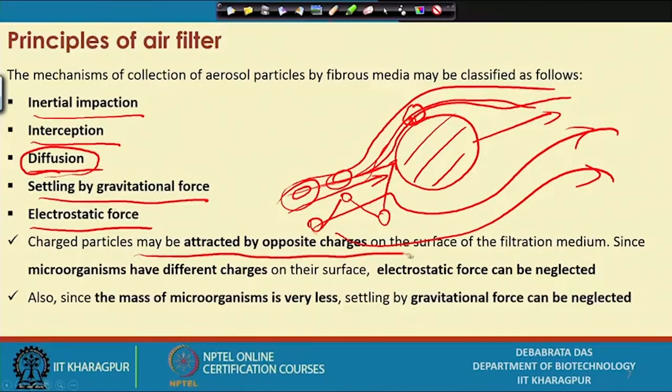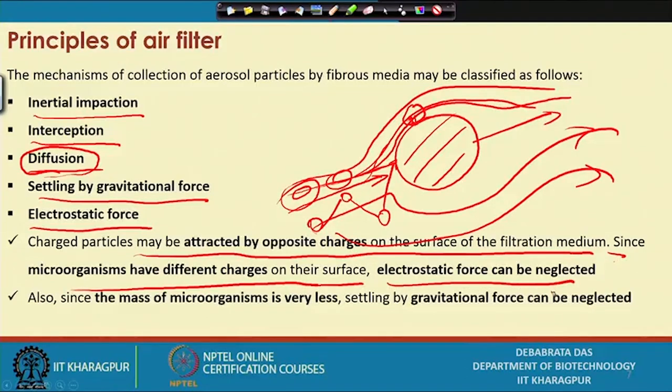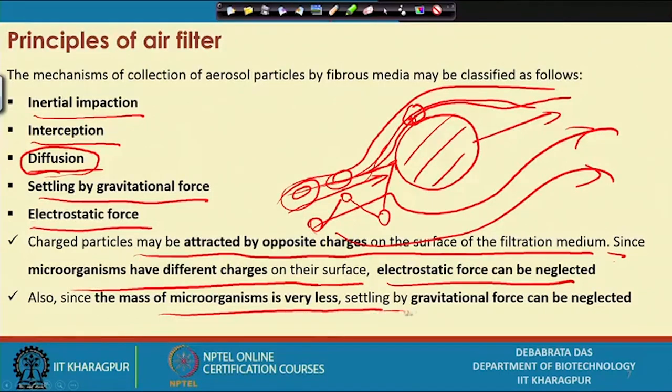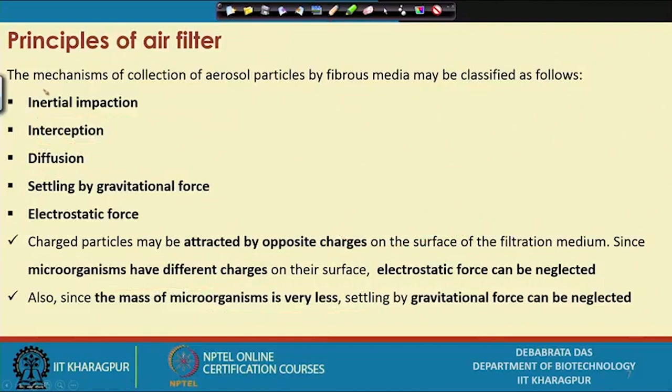Now, settling: since we target a very small amount of particles, naturally the small amount of particles settling through gravitational force may be neglected. And electrostatic force: we have seen the same microorganism, as for example, Bacillus subtilis, does not have the uniformity of charges. Maybe 50% positive, 30% negative or 20% neutral, maybe a distribution like this. Charged particles may be attracted to the opposite surface of the media, and since the microorganisms have different charges on the surface, the electrostatic force can be neglected. If the microorganism has one specific charge, then particle separation through electrostatic force can be considered. Also, the mass of the microorganism is very small, so settling due to gravitational force can be neglected. So, we will consider three different things: inertial impaction, interception and diffusion.